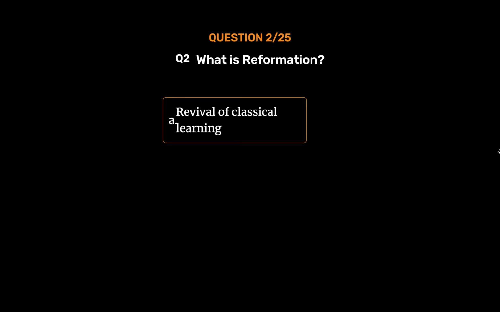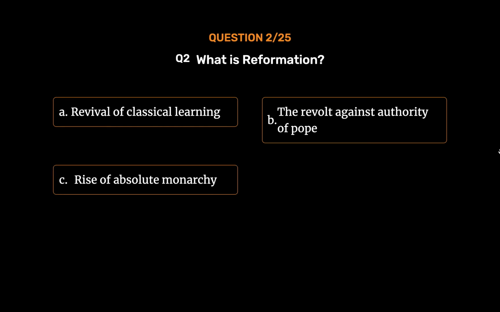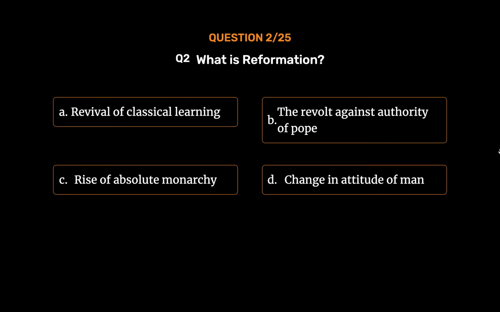Question number 2. What is Reformation? Option A. Revival of classical learning. Option B. The revolt against authority of Pope. Option C. Rise of absolute monarchy. Option D. Change in attitude of man. The correct answer is Option B. The revolt against authority of Pope.